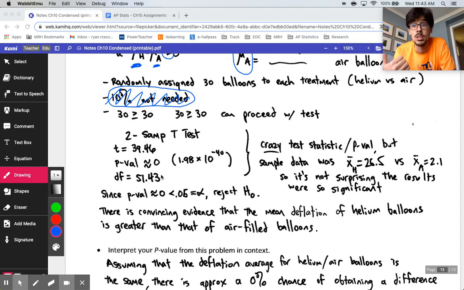Then we just do our regular conclusion. So because our p-value is so low, it's definitely less than our alpha, we're going to reject H0. We're rejecting the idea that the average amount of decrease is the same. Pretty clearly, there's convincing evidence that the helium balloons do deflate faster. I chose to say the mean deflation is greater than that of the air-filled balloons. Factual statements, totally fine for full credit. But what that's really saying is that the helium balloons deflate faster on average.